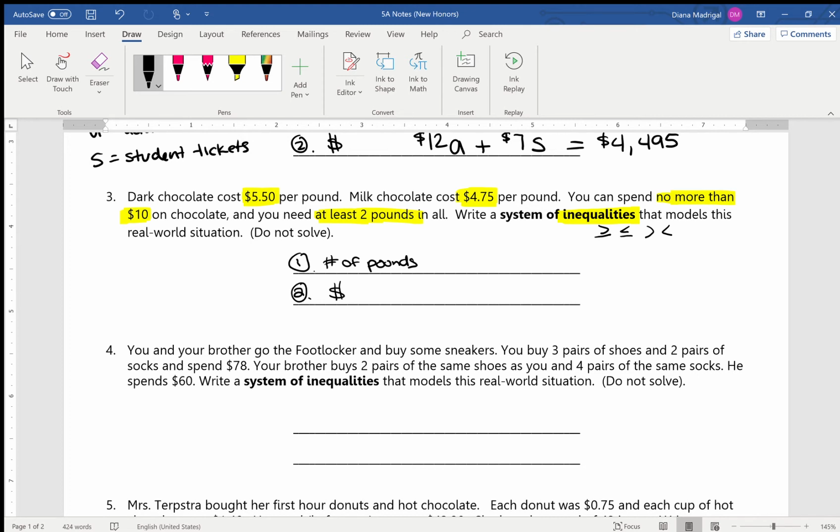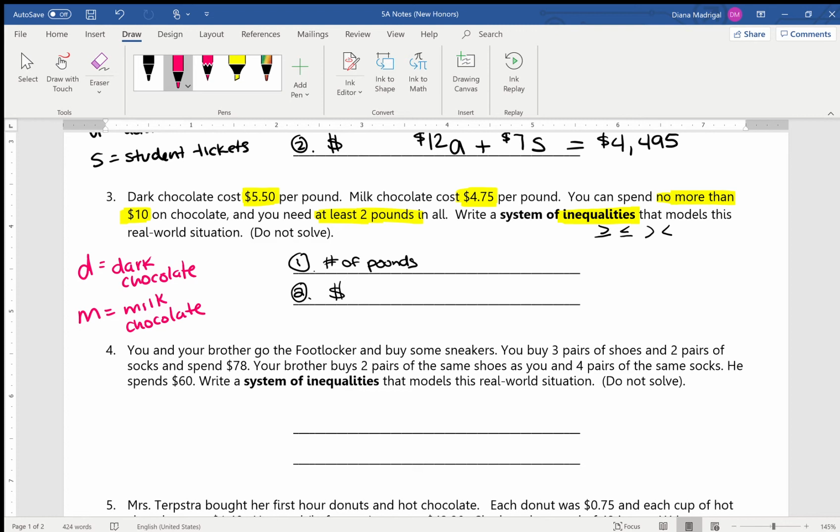Again, before I write my inequalities, I need to find my two variables. What two variables am I going to be talking about? Well, what is the problem talking about? They're talking about dark chocolate and milk chocolate. So I'm going to have D for dark chocolate and M for milk chocolate. All right, now that I know my two variables, now I can write my inequalities.